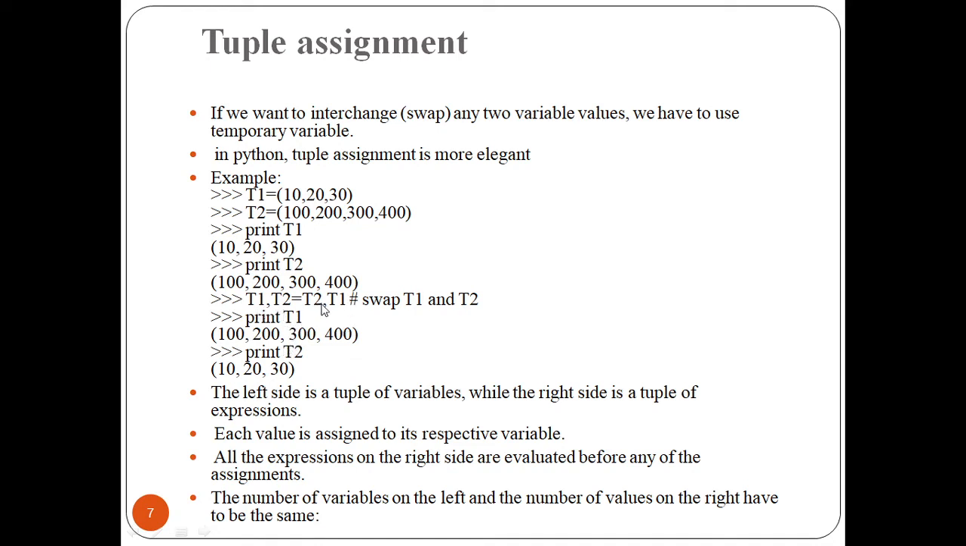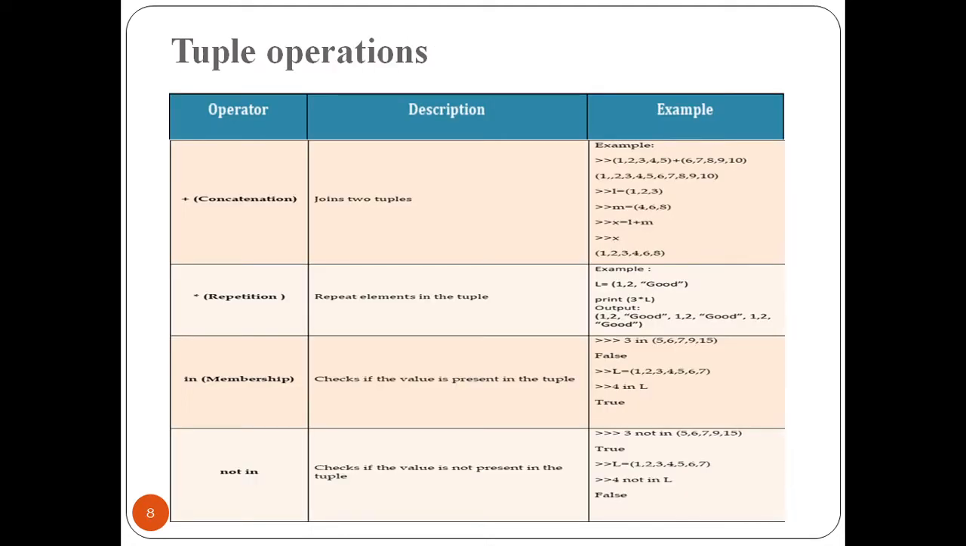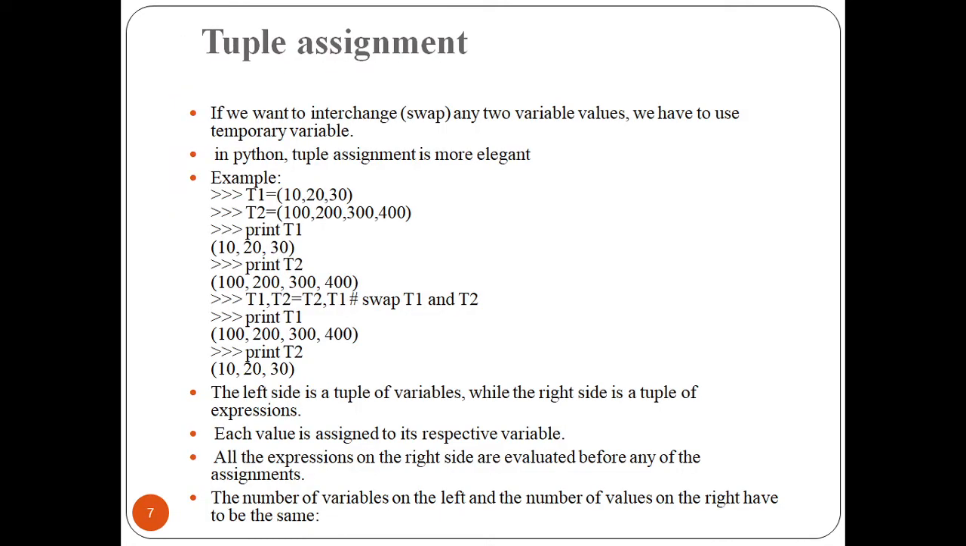Once I add this statement to my code and I say print T1, it will become T2's values: 100, 200, 300, 400. If I say print T2, I will get T1's values, 100, because I have swapped. So T1 will become T2 and T2 will become T1. Call it an assignment.